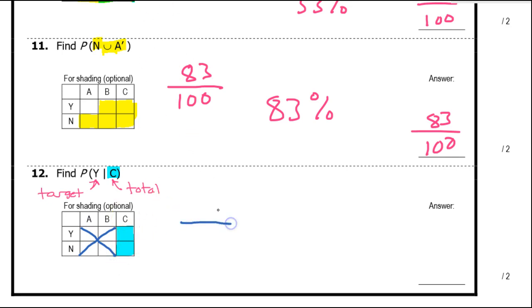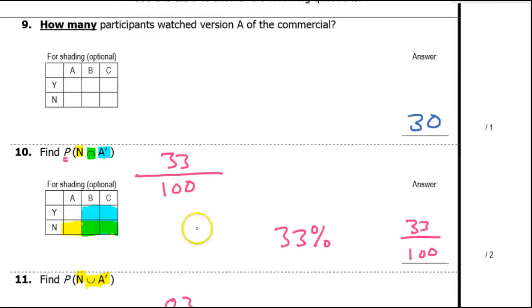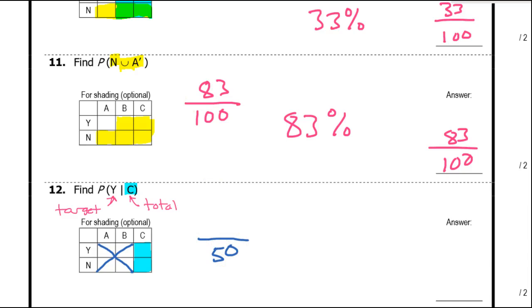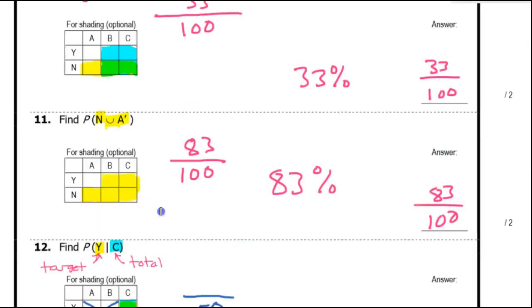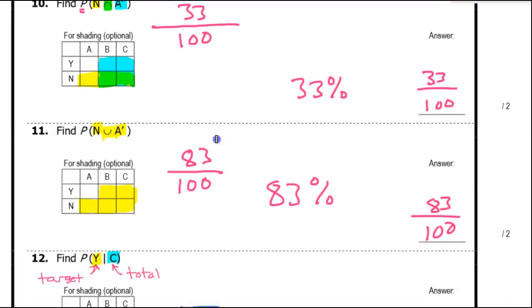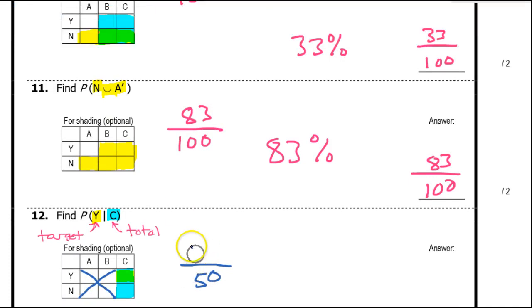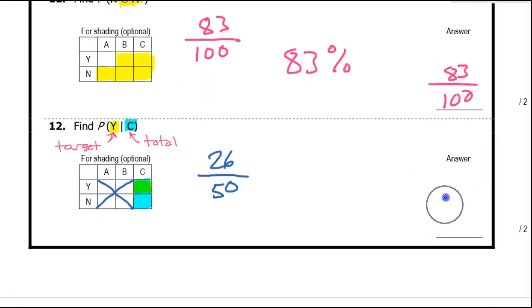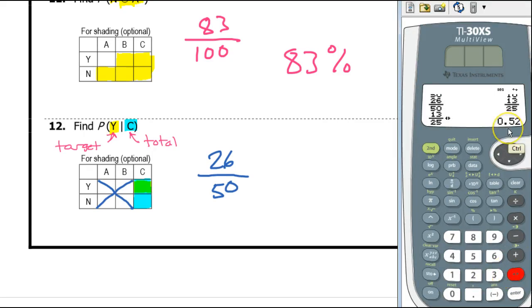For probability, we're always doing target over total. The new total is the C column. Looking up there, that's 50. So my new total is 50. Now, the target is Y. I'm not going to highlight all 3 squares because I crossed out 2 of them. They're not coming back. So I'm only going to highlight this square, which is Y. That is 26. So that's going to be 26 out of 50. I'm pretty sure that reduces. That's 13 out of 25, which is 52%.